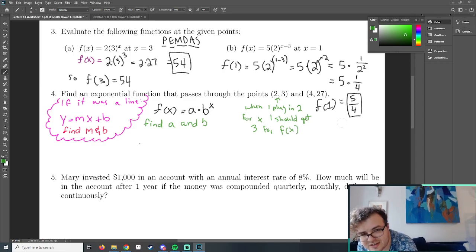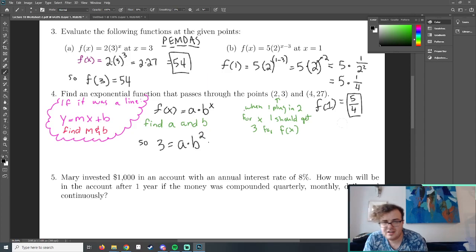So what I can do here is say, all right, I know that if I were to do a times, or I'll stop the green here, that's just a mark, some important information. So basically 3 should be equal to a times b to the 2 power. That's what I've just done here. So here I just plugged in 2 for x and 3 for f of x, right? F of x being similar to our y variable here.